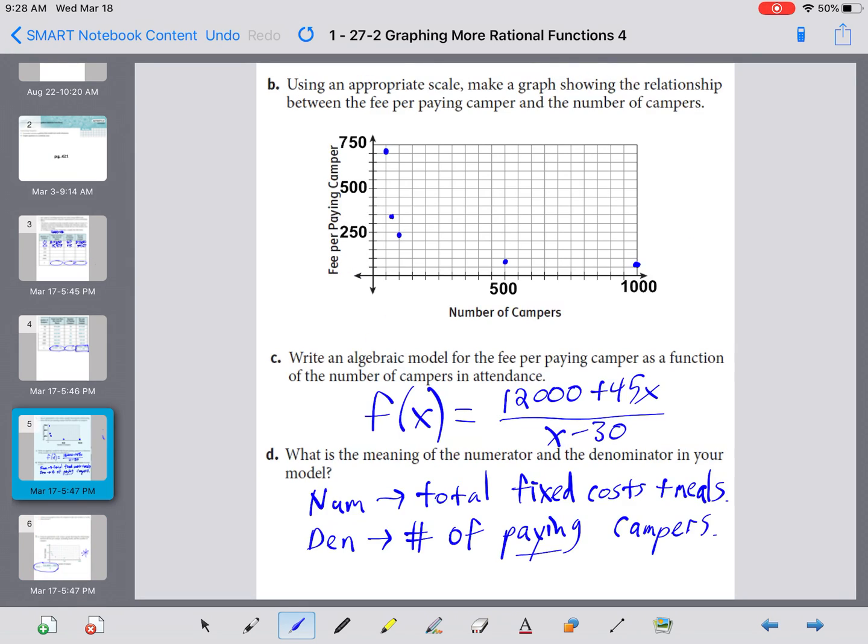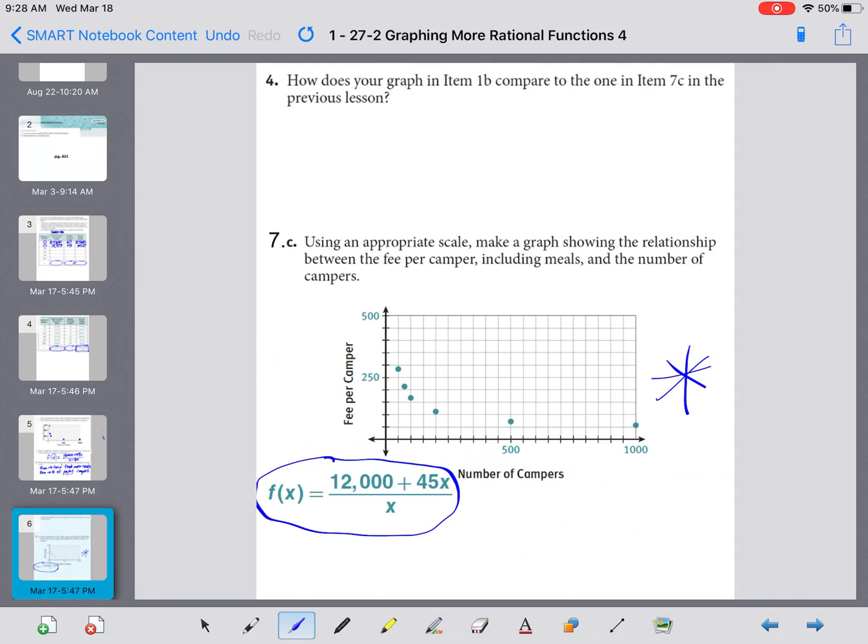If I compare this graph, the new one I came up with, to the one we had last week, you can see that both graphs are decreasing. So let's write that both graphs decrease.